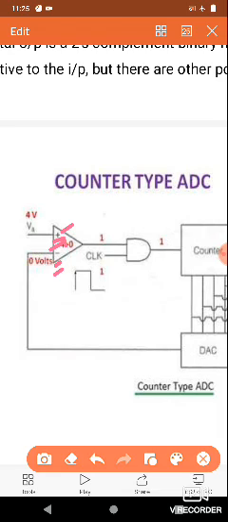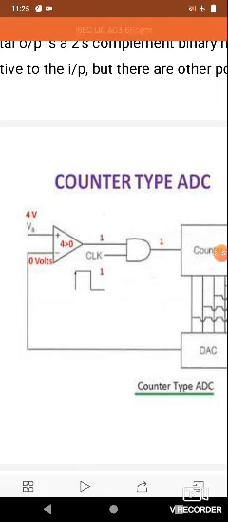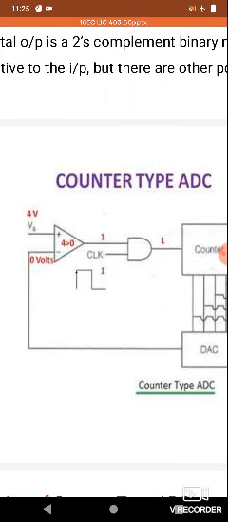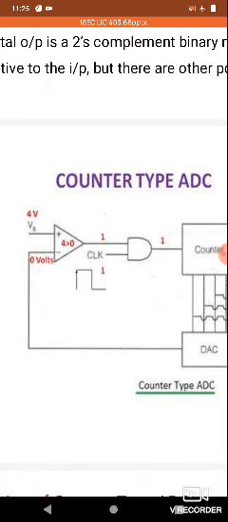The positive sign in the op-amp indicates the non-inverting terminal, and the negative sign indicates the inverting terminal. First we are applying the analog input voltage VA. Here VA is the analog input voltage. The analog input voltage is connected to the non-inverting terminal of the op-amp, and the inverting terminal of the op-amp is connected to the digital to analog converter output. So the DAC output and the non-inverting terminal input voltage are connected to the comparator.